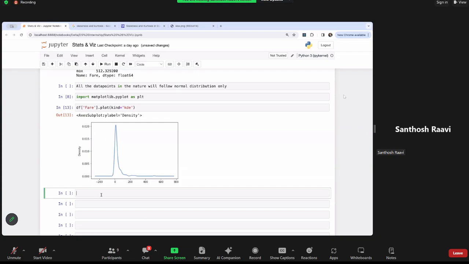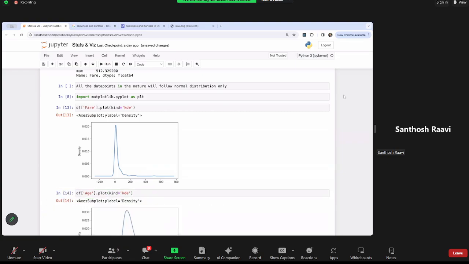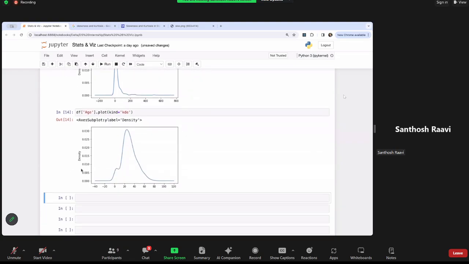In the same way, if you want to get the distribution of age, h dot plot of kind is equal to KDE. Okay, this is also the normal distribution with a slight deviation. Okay, so that's the thing.